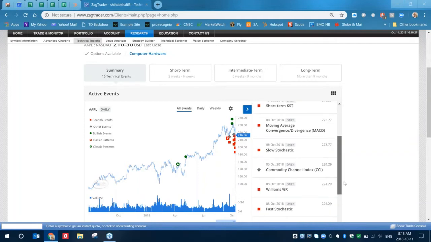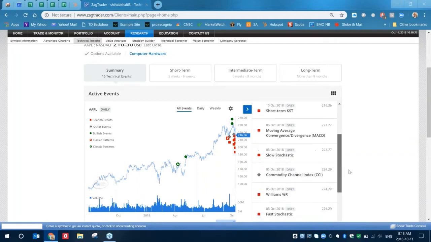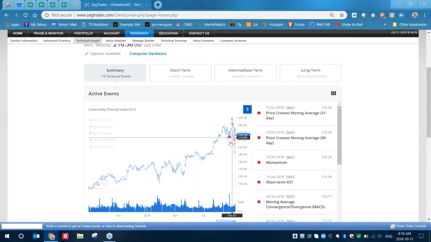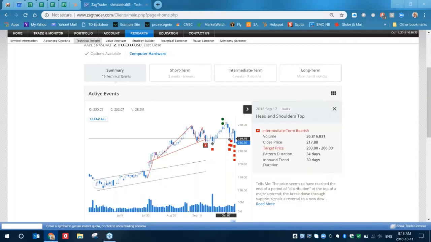And one of those events was this one here, a head and shoulders top, one of the best known classic chart patterns. This particular pattern suggests that the upward rise is about to reverse. That occurred when the price was at 217 and suggested a target price of 203 to 206. The last closing price, yesterday's close, was 216.36. These prices are updated intraday, but the markets are not open in the US right now, so we see the closing price from yesterday. So we are expecting the price of Apple to fall from 216 down to around 203 over the coming month or so.